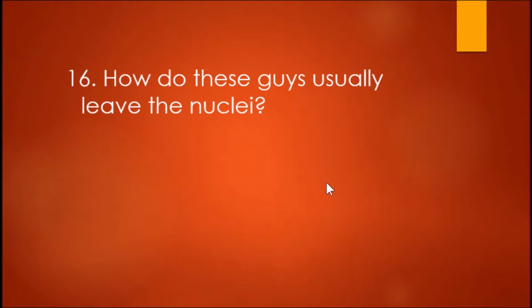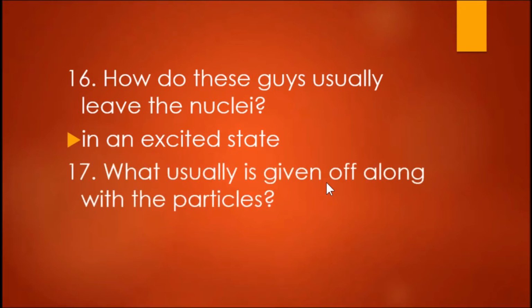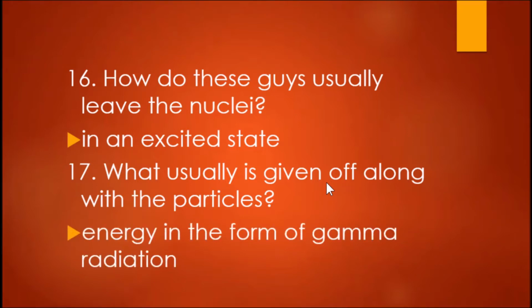Here we go, 16. How do these guys usually leave the nuclei? In an excited state, so lots and lots of energy. What is usually given off along with particles? Remember from our analogy, every time Freddy would regenerate and become somebody new, there was always a blinding light. That blinding light is the energy that oftentimes is emitted along with the particles. Energy in the form of gamma radiation.